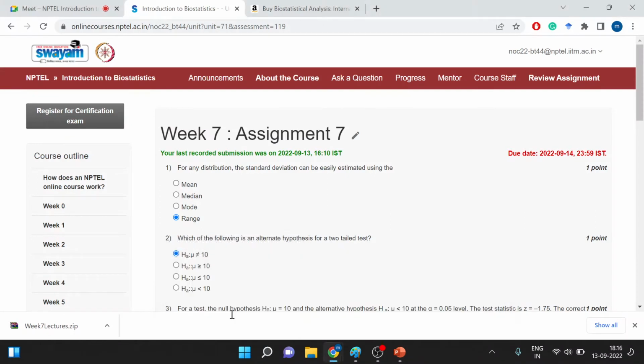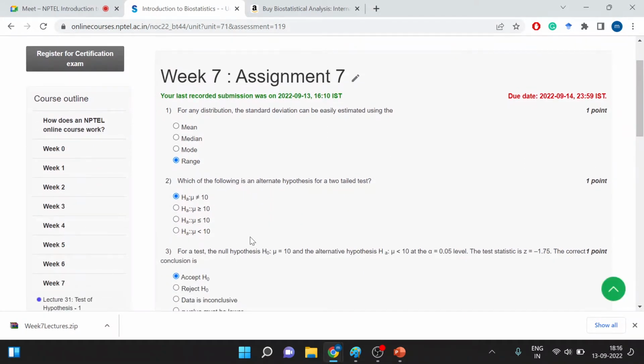Next question. I think all of the other questions are to do with hypothesis testing. Which of the following is an alternate hypothesis for a two-tailed test? What it means is which of these signifies a two-tailed test? What is a two-tailed test anyway? Can someone just briefly explain? Anyone? What a two-tailed test is?